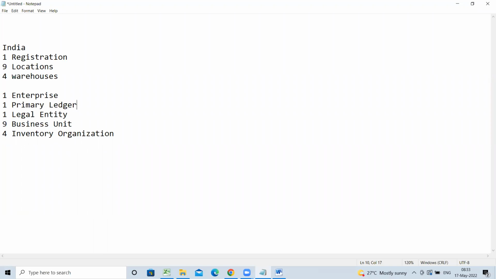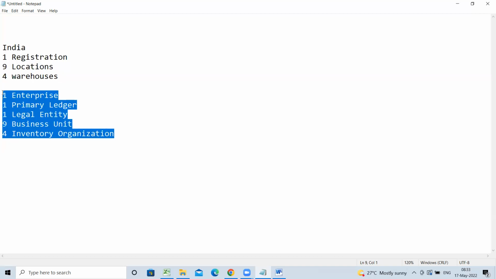Third, since one country, we suggest one primary ledger. So this is how, based on the information, you can plan to suggest. Then again, we'll sit and discuss. As per the discussions, if they are expecting something else, if they say we don't need 9 business units, we don't need this and that, accordingly we have to plan. But if this is the information from the client, this would be the proposed solution.